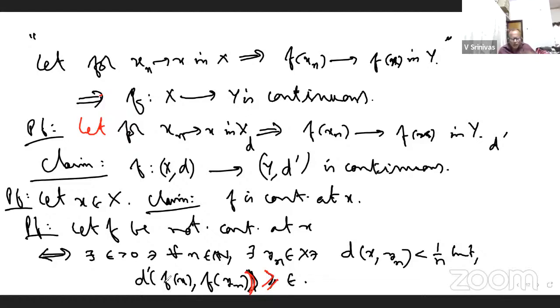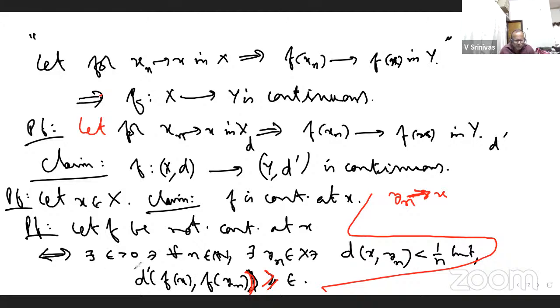Now for this kind of a sequence of yns, as your n varies, you'll be getting yns. Because of this, the sequence is converging to x. The sequence of yns is converging to x, because as n goes to infinity, 1 by n goes to 0. So you have a sequence yns from capital X which is converging to x. And how about this? The distance between this is a positive epsilon, right?